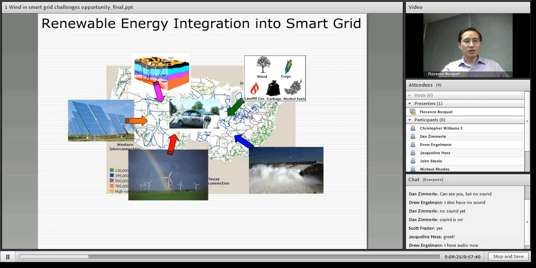And another thing is plug-in hybrid electric vehicles will become a significant player in the near future in terms of integration. For example, the plug-in hybrid vehicles can help integration of renewables like wind and solar, especially wind. For example, in the night, when we have a lot of wind, this hybrid or plug-in hybrid electric vehicles can help absorption of those wind energy in the night, right?